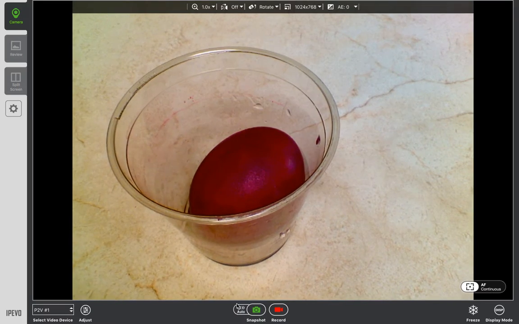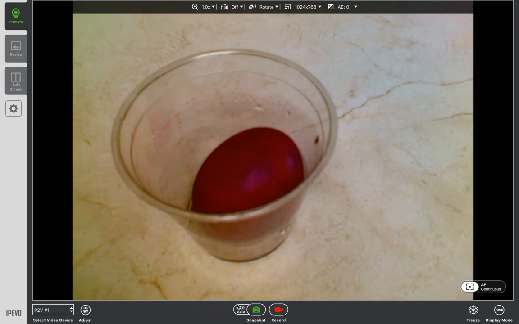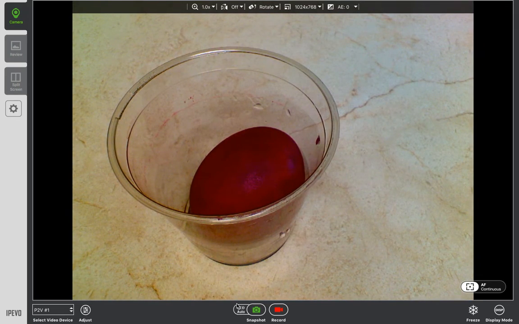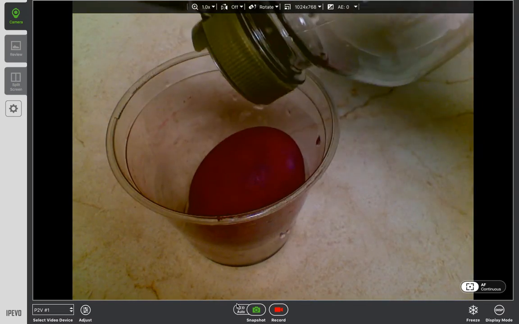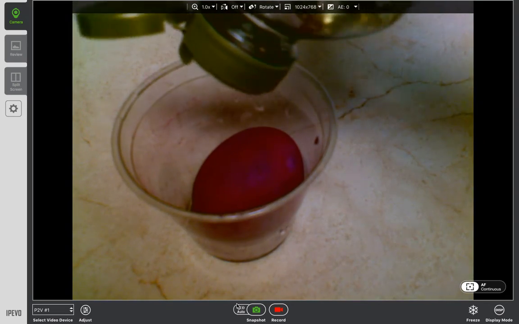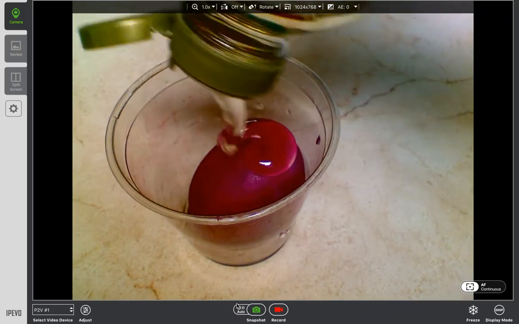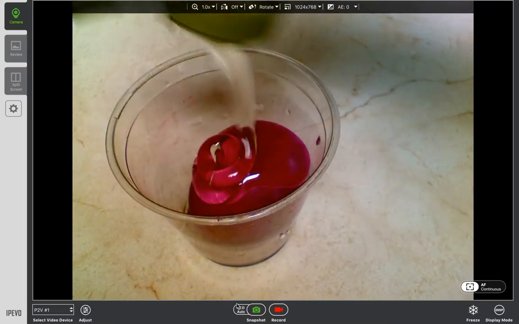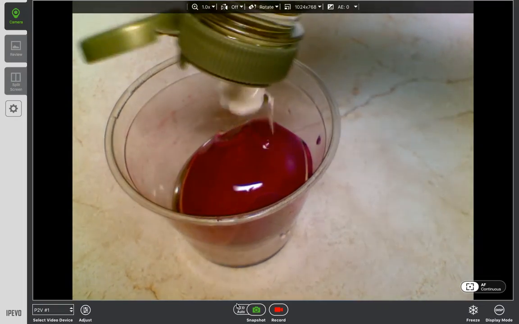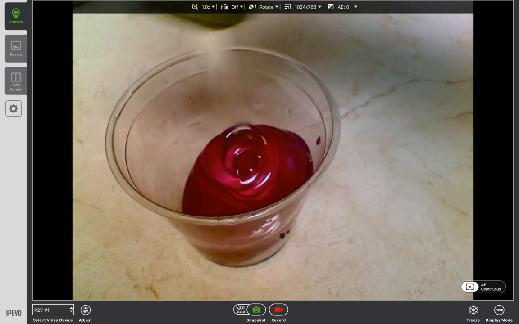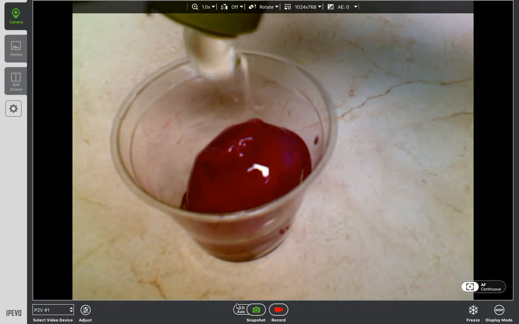Probably not the one that's for your actual experiment, but if you want to go back and put another egg in vinegar overnight and then put it in water overnight, by all means, go for it if your parents are okay with it. So, corn syrup. Now, when I add the corn syrup, look at how thick this stuff is. It's basically just sugar and water. I want to just put enough. It's still quite a bit, though. I want to put just enough that the egg is covered.